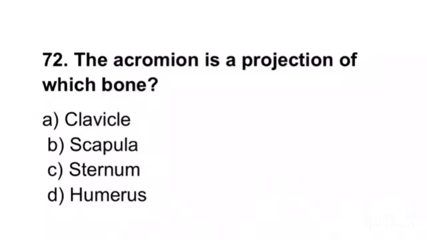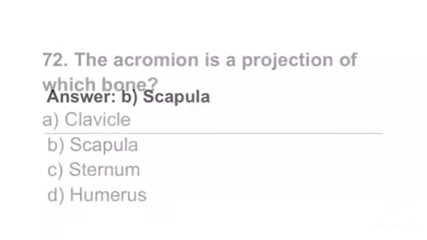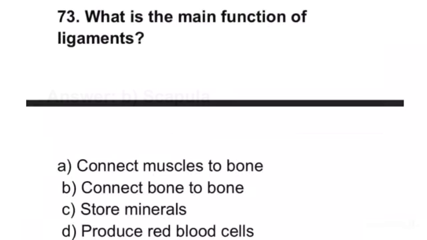72. The acromion is a projection of which bone? A. Clavicle. B. Scapula. C. Sternum. D. Humerus. Answer, B. Scapula.